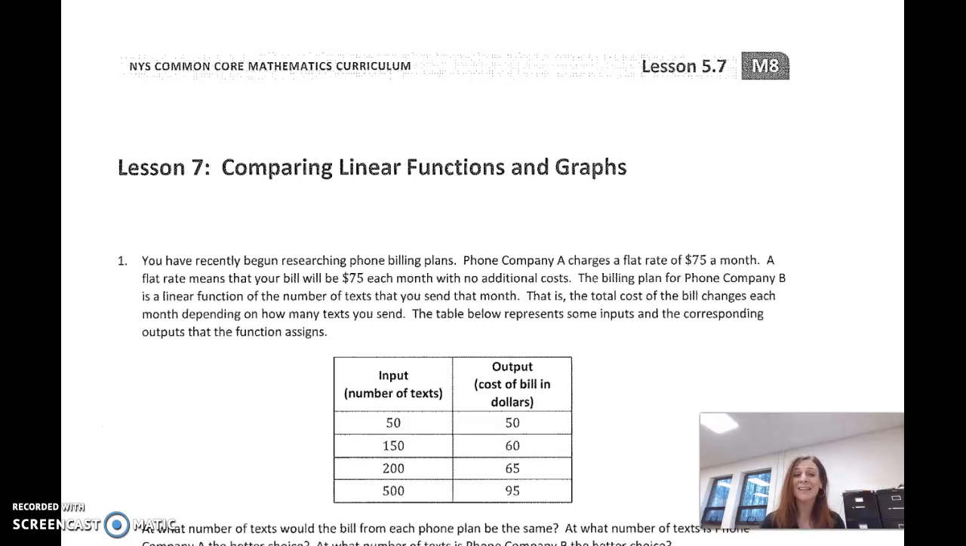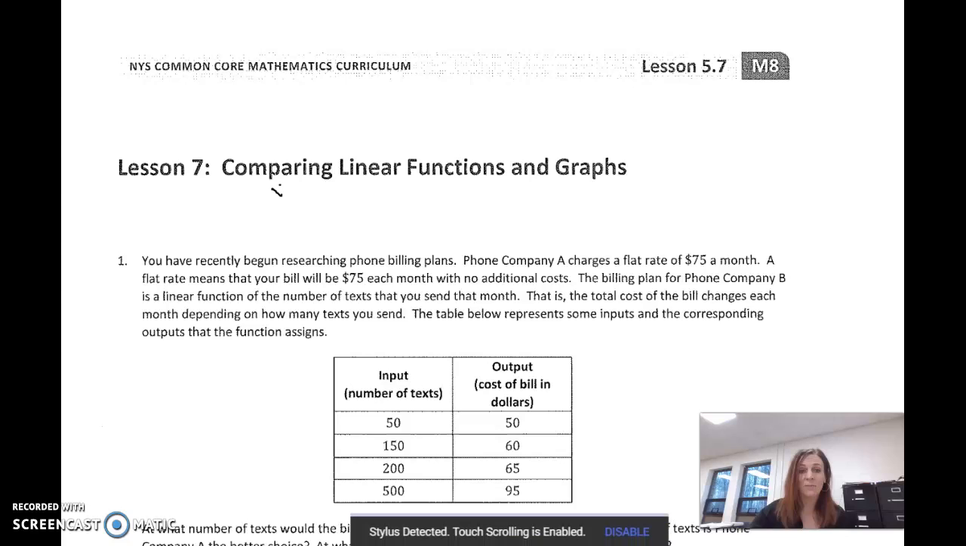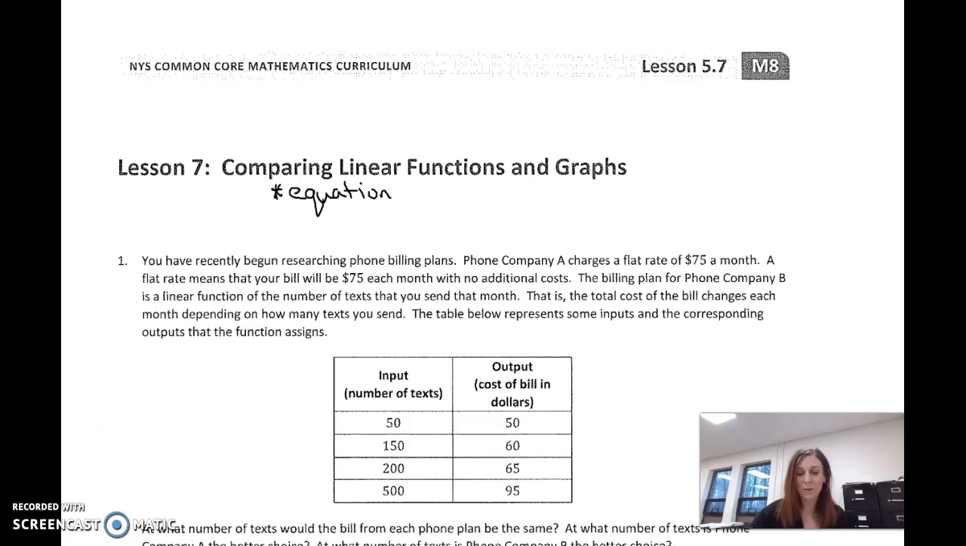Lesson 7 is on comparing linear functions and graphs. So there's lots of different ways we can write linear functions. For example, some of the ways: we can write it as an equation, right? That's what we've been doing. We can write it as equations.